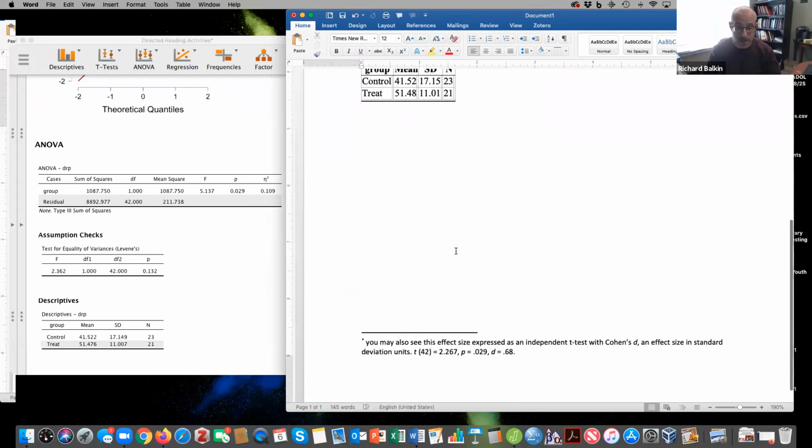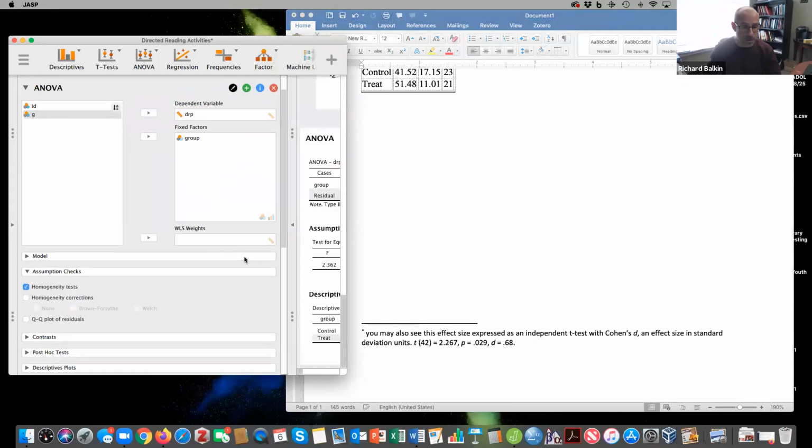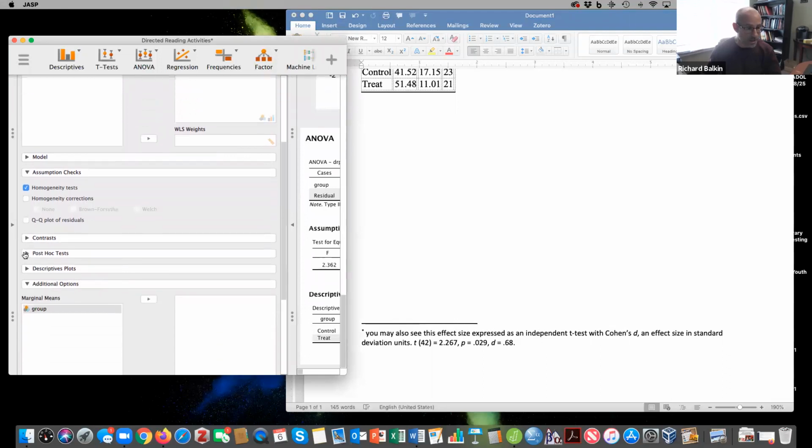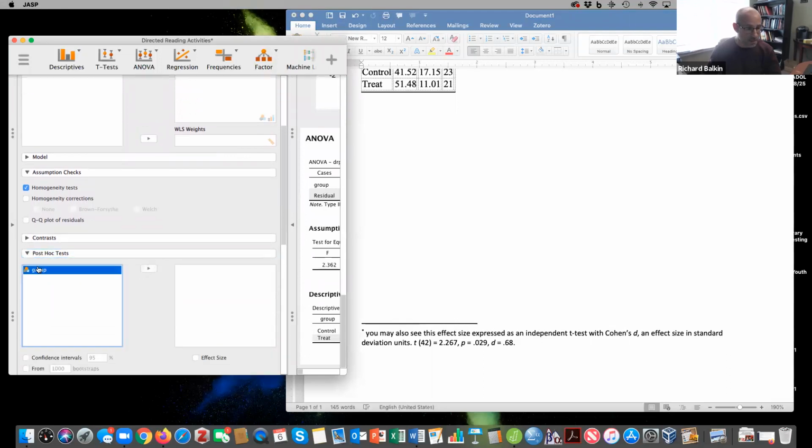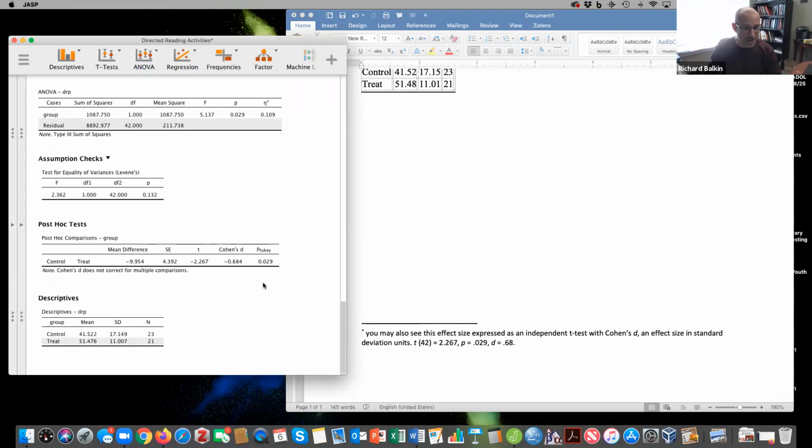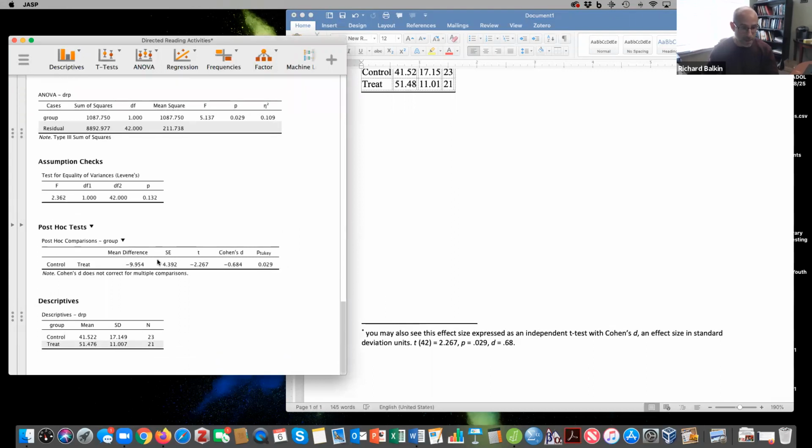It's a special case of ANOVA. And so if I wanted to show you what that would look like, I could just click here at post hoc tests, move group over, click on effect size, and we'll see the t-test results right here. My degrees of freedom are the same. T of 42 equals 2.267, and P equals 0.029, the same P value. And my effect size is 0.684.